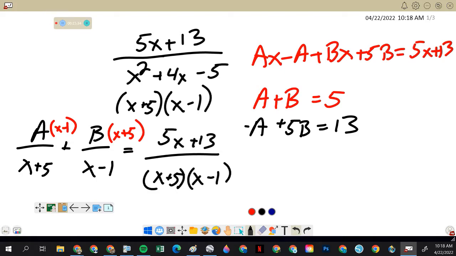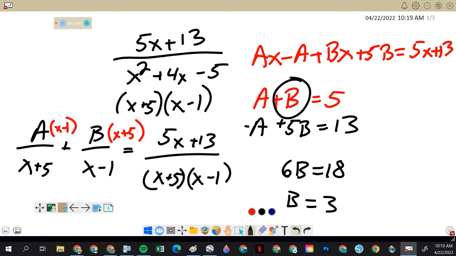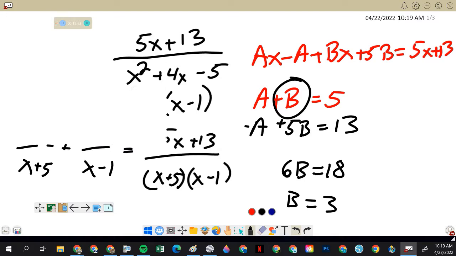This is already set up for elimination. So a's cancel, and I get 6b equals 18. So b is 3. And if b is 3, then a must be 2. So I come over here, and I get 2 and 3. Okay? Now, those are the easy ones.